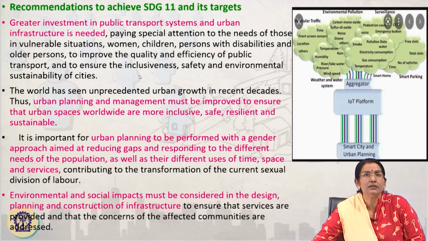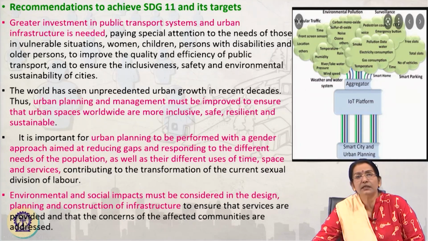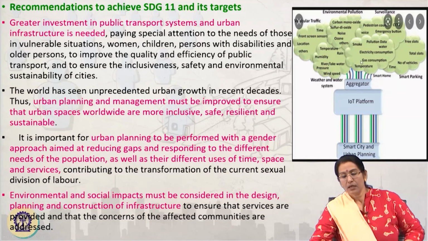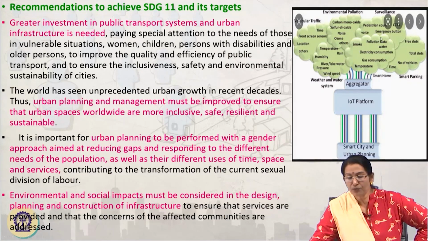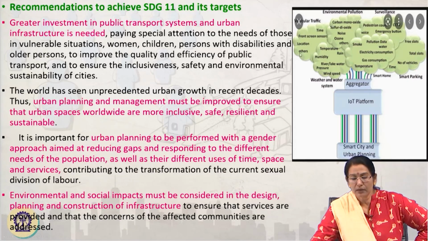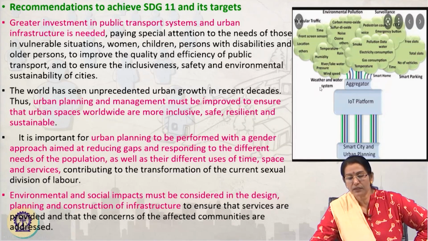How can we achieve SDG 11? These are some of the factors: the smart city and urban planning. Nowadays, through artificial intelligence, IoT platforms, Internet of Things platforms, aggregators. This is an example of how the environment, economy and all kinds of things can be balanced. Smart home, smart parking, weather and water systems are also very sustainable.